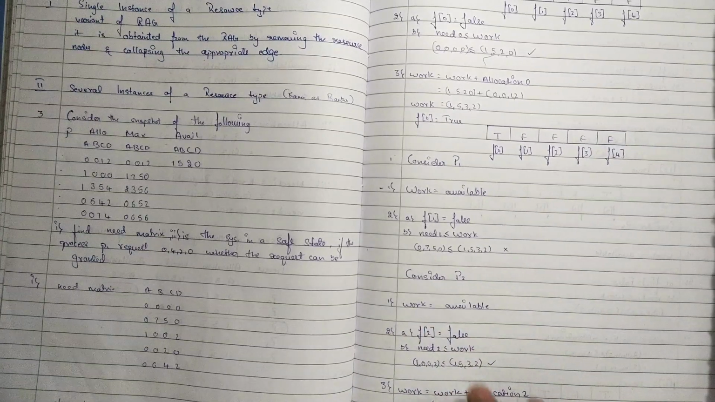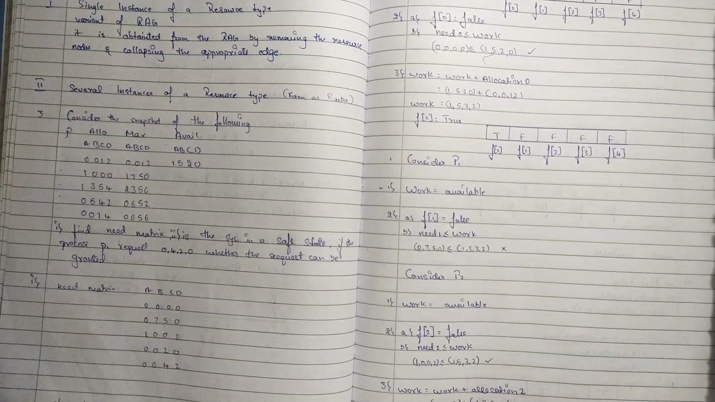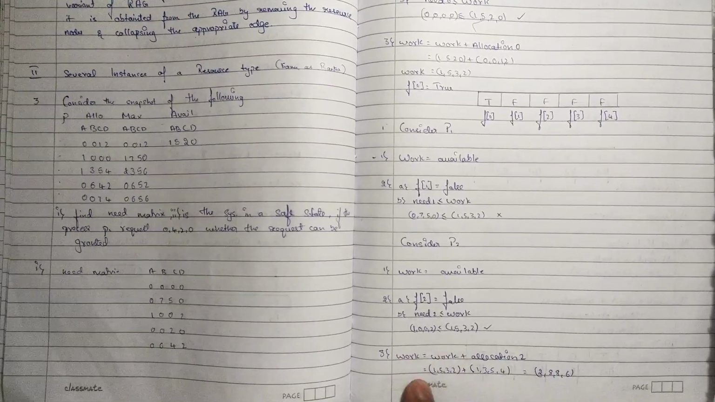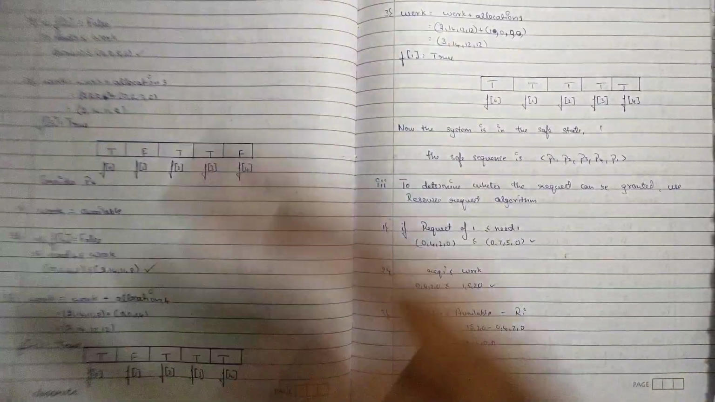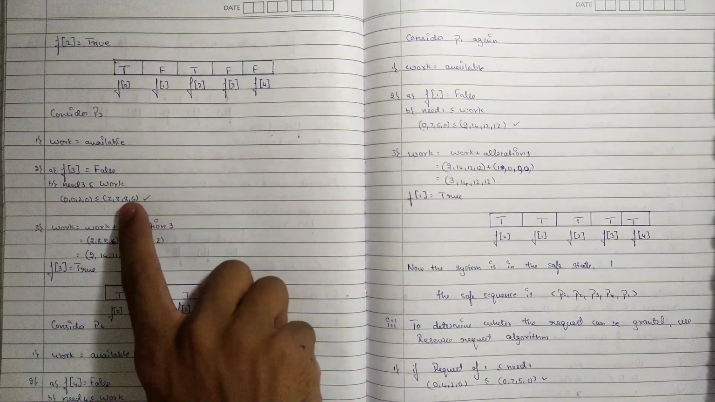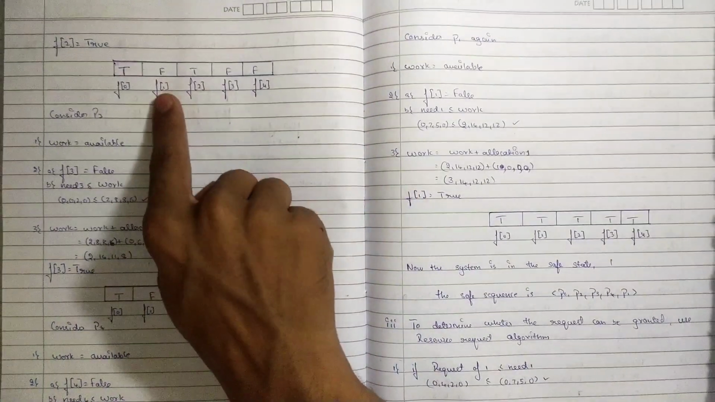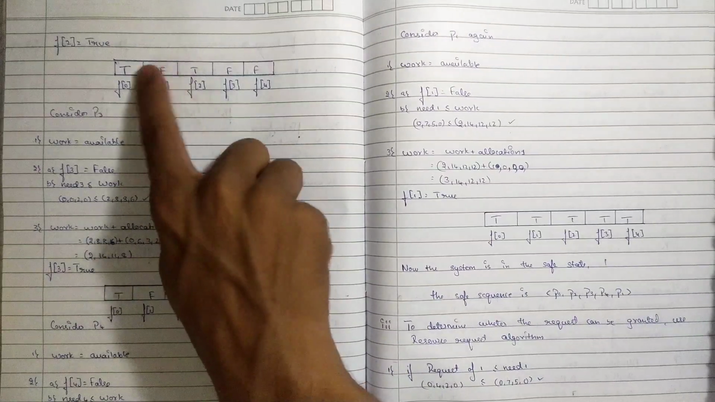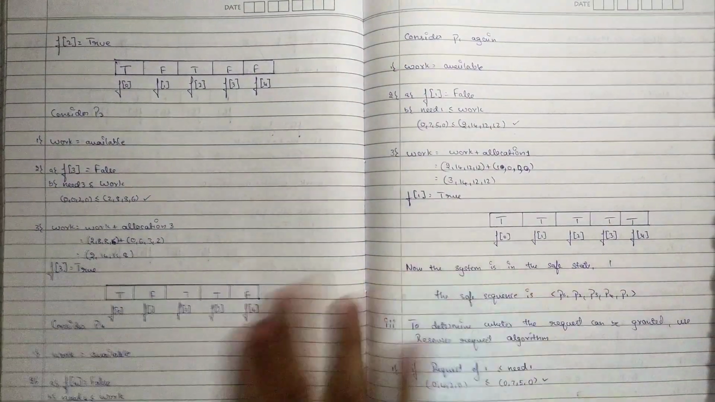Same thing you see. Now check the need, everything is okay. Then work will change by adding the allocation part. If it is true, work will get changed: work plus allocation will happen, same thing. Then they will update this table. Now P3 will be checked. Same thing, P3 will get the resource, correct. Now see here, we have kept F1 false, don't change it to true. F1 is false, make sure of that. P4 is also okay, satisfied.